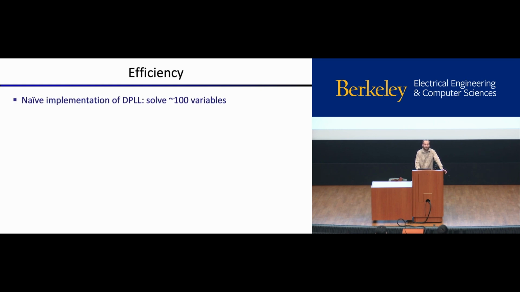for some reason, and I honestly can't really give you a very good account of this, besides the fact that I guess the world is nice. For some reason, it does work pretty efficiently in lots of cases. So a naive implementation of DPLL will often terminate in a reasonable time with like 100 variables. Amazing.